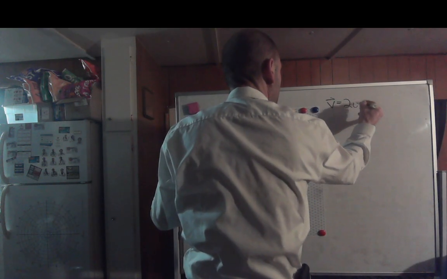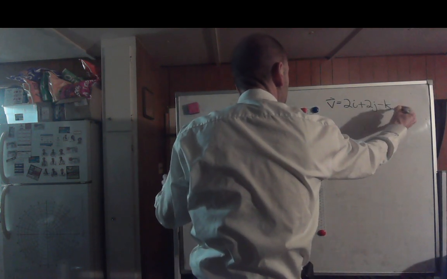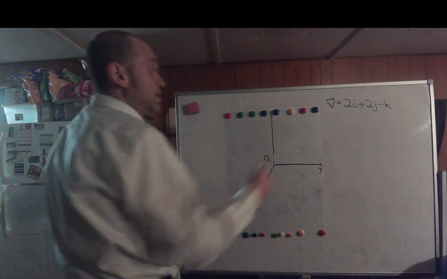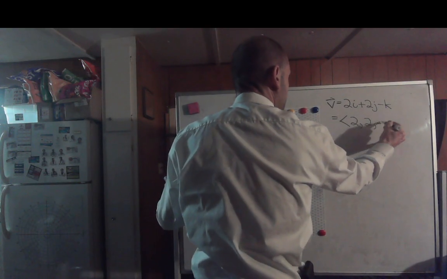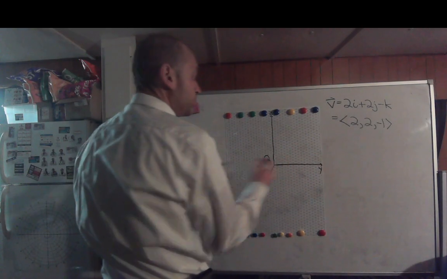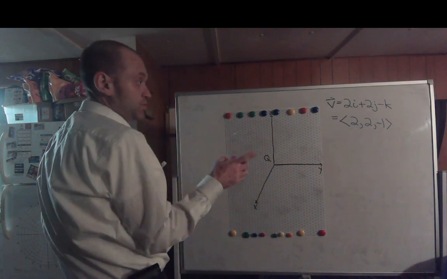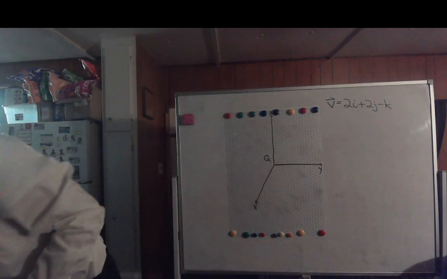So let's say I have vector v is 2i plus 2j minus k. Well, we know this is a linear combination. This, of course, would be the exact same thing as 2, 2, negative 1. That's how the linear combination works. Well, we're not going to use the component form this time. We're going to rely solely on the linear combination.